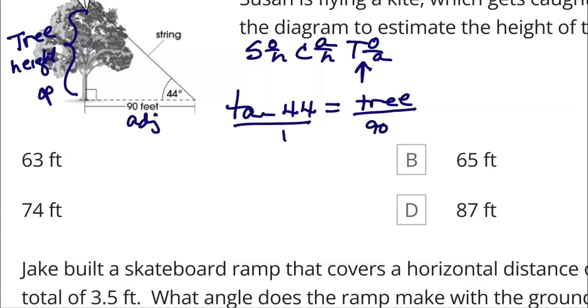That is a one-step problem. So in your calculator, you would say 90 times the tan of 44 and see what you're going to get. So go ahead and do it right now. Don't wait for me. Okay, what did you get? You should have been getting 87.